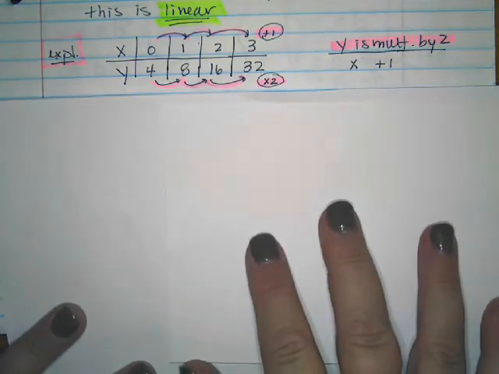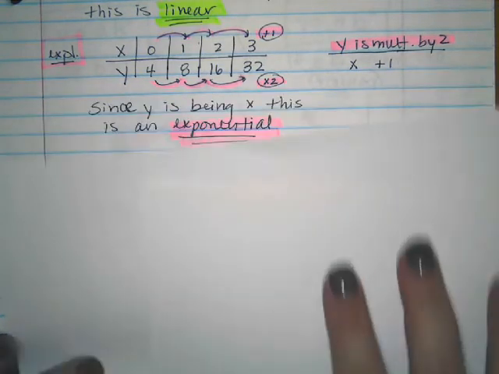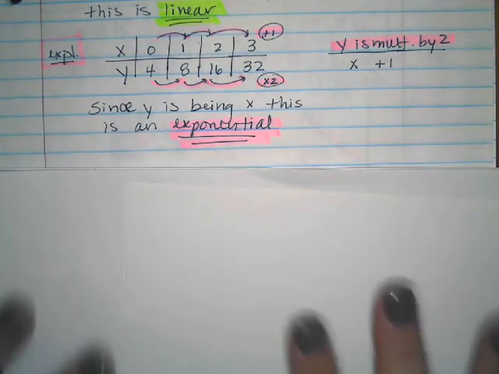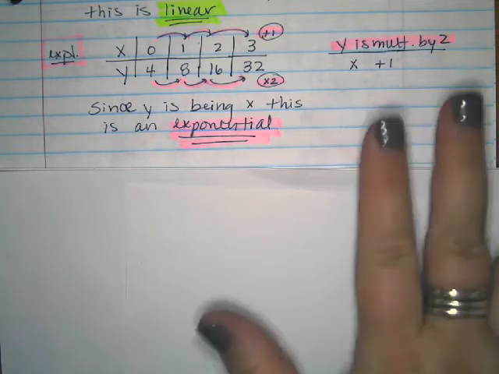And since that is not a constant rate of change, a constant rate of change happens when I'm adding or subtracting. So since I'm multiplying this time, that's when I can see that it's an exponential function. Since that y is being multiplied, this is exponential. So that's what it looks like in a table.